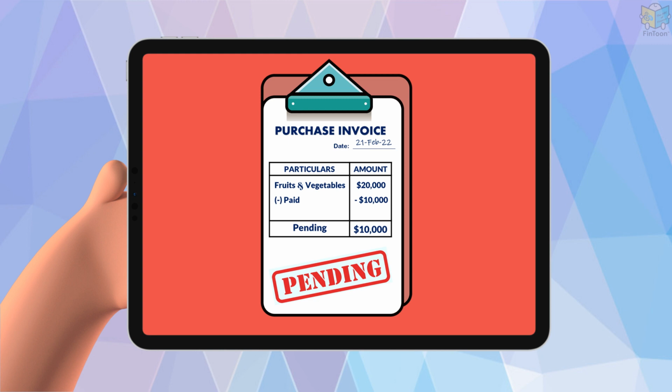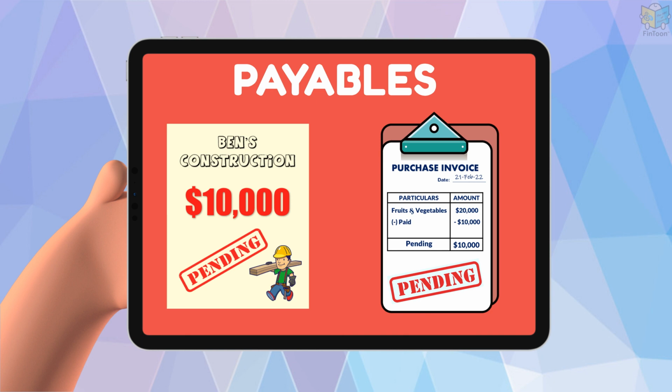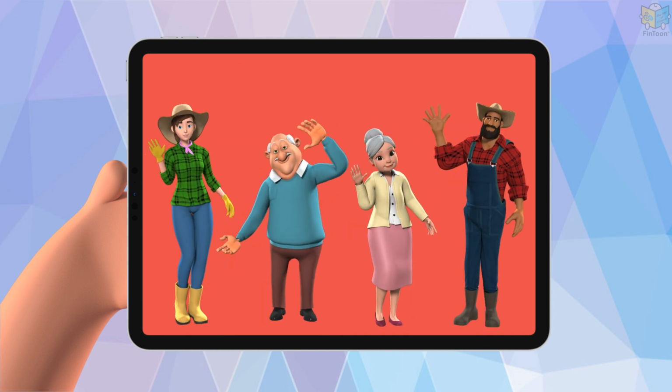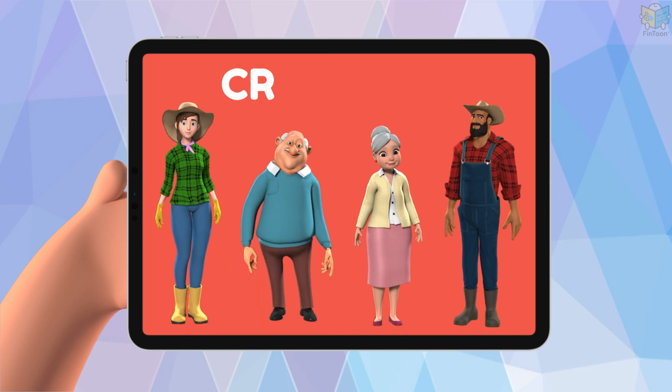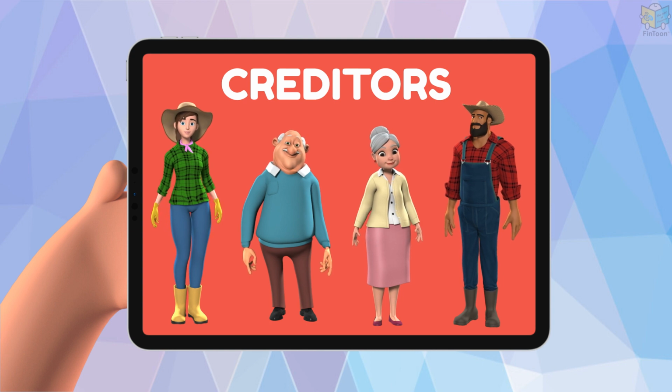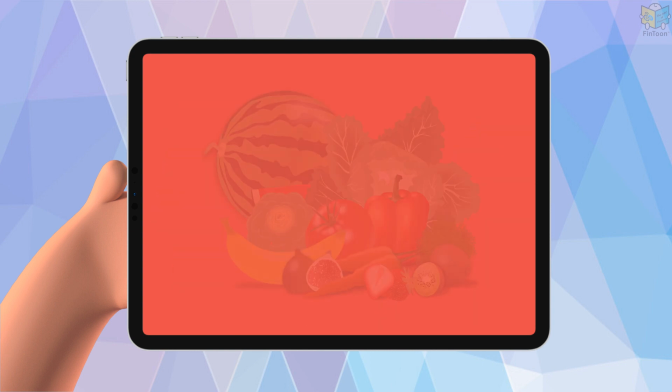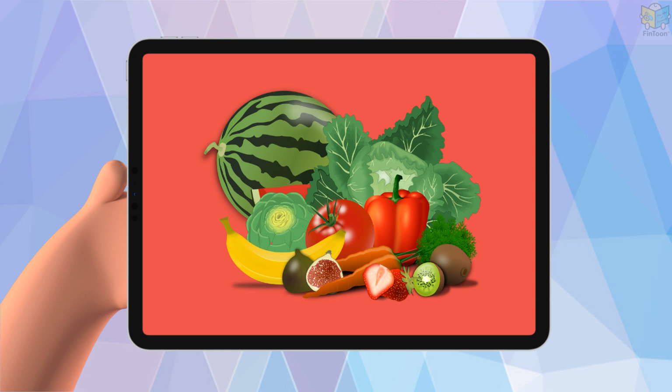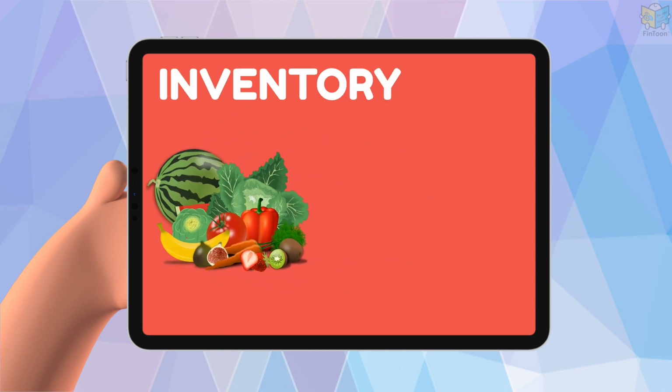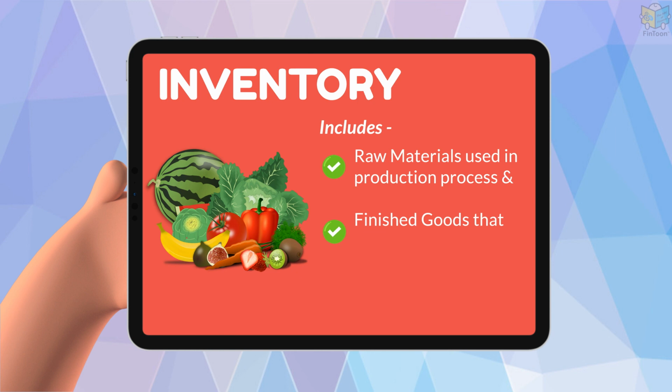This pending amount of $10,000 is also included under payables. The vendors and farms are also the creditors of the business, as we have to pay them money. The fruits and vegetables purchased are the inventory of the business. Inventory includes the raw material used for production purposes and the finished goods that will be sold to the customers. Inventory is also an asset.